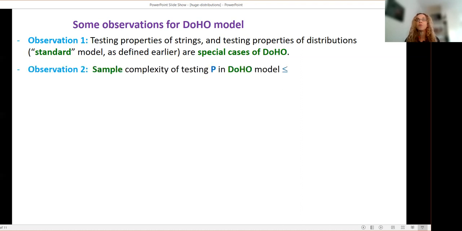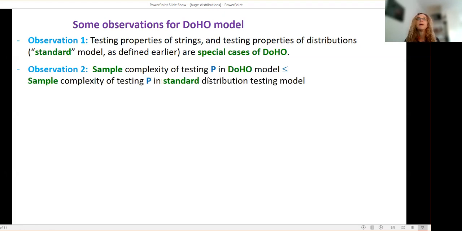The second observation is a simple one, but it's important to keep in mind: the sample complexity in this new model, the DOHO model, is upper bounded by the sample complexity of testing the same property of distributions in the standard testing model. And this is simply because of the relation between the distance measures, that the distance in the DOHO model is upper bounded by the distance in the standard model. And this also means that the sample complexity may be smaller. So it's not only upper bounded, it may be strictly upper bounded.